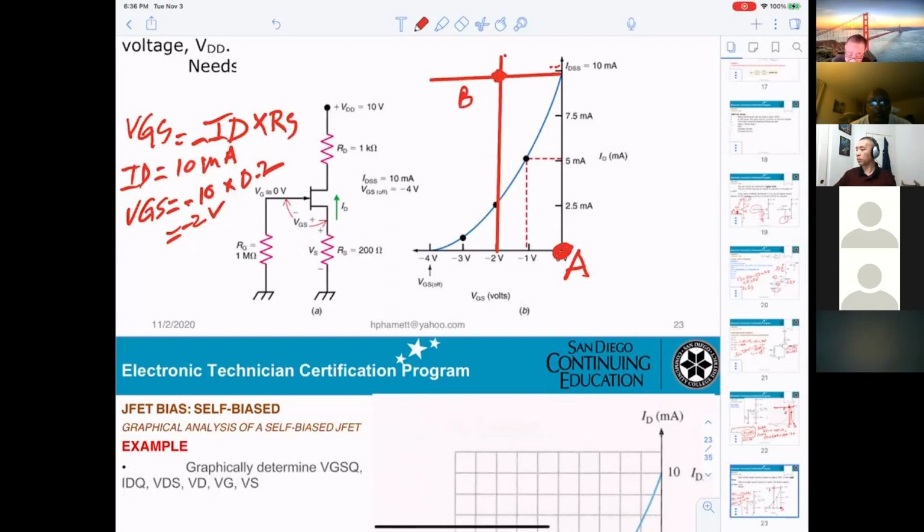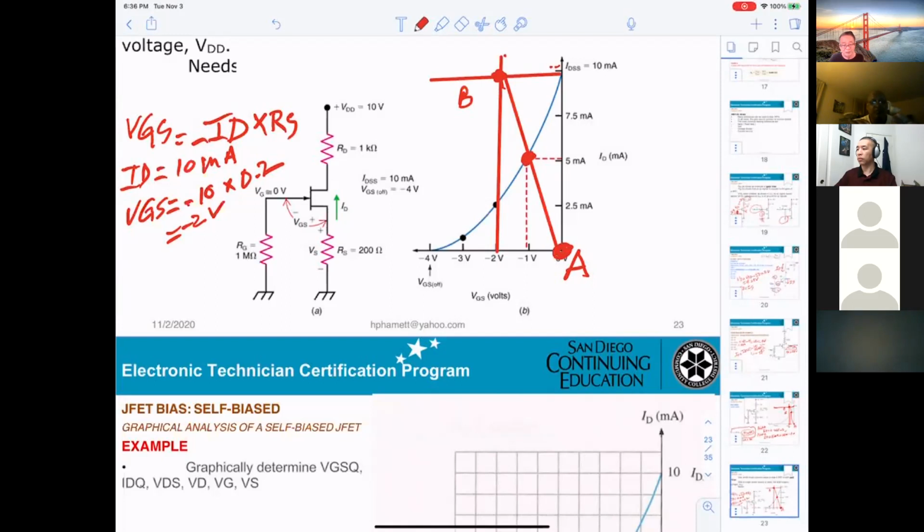And now you tie A and B. Okay, they cut right here. So you can get ID equal 5 milliamp and VGS equal minus 1 volt. Okay, so Mr. Pham, then the circuit is really operating at 5 milliamps and a negative 1 volt. Is that correct? Correct. All right.